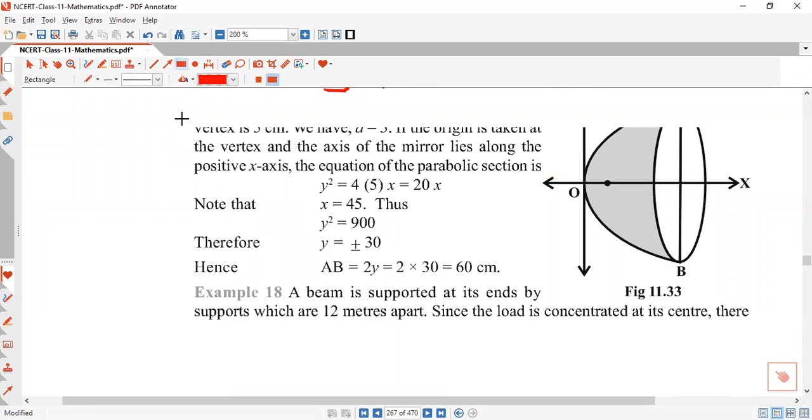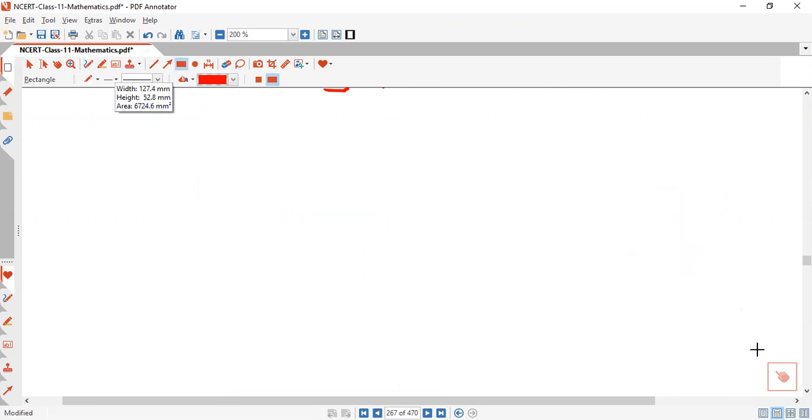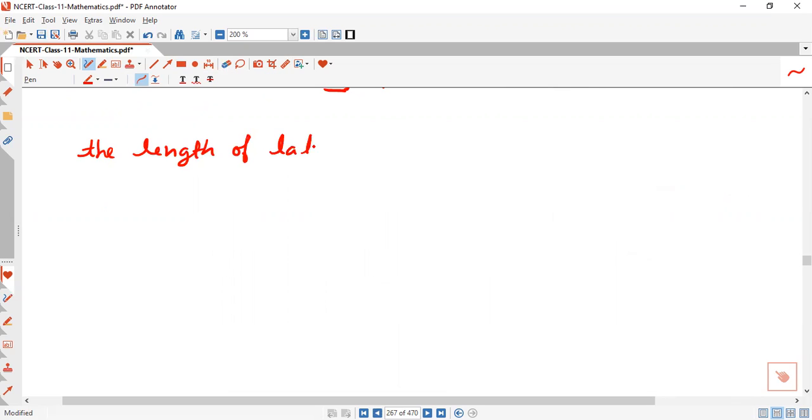Latus rectum of the hyperbola, first we will write down its formula. The length of latus rectum. See, there are two latus rectums, and the length of both the latus rectums is the same, 2b square by a. The same formula that we are using in the case of ellipse. Now put the value here.